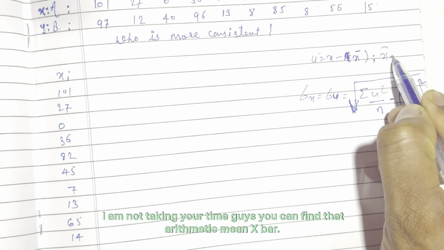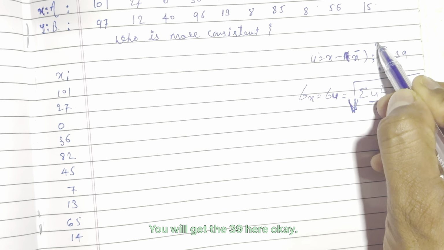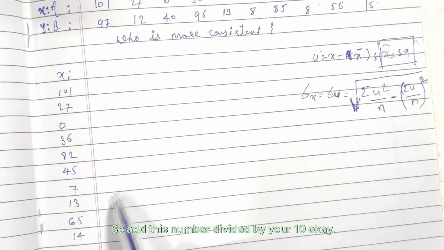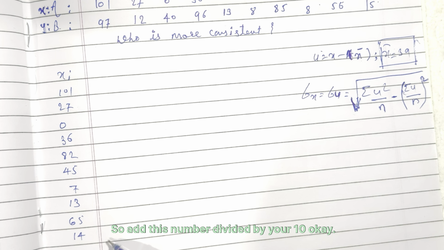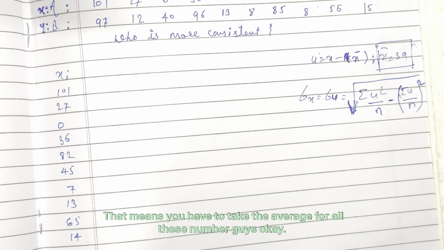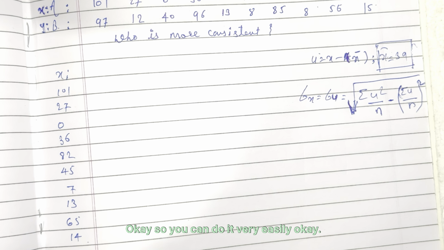I'm not taking your time, guys. You can find the arithmetic mean x bar, and you will get 39 here. Okay, x bar is 39. So add these numbers and divide by 10. Okay, so you will get 39. That means you have to take the average of all these numbers, guys. So you can do it very easily.